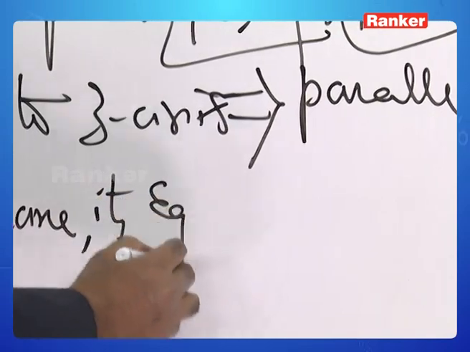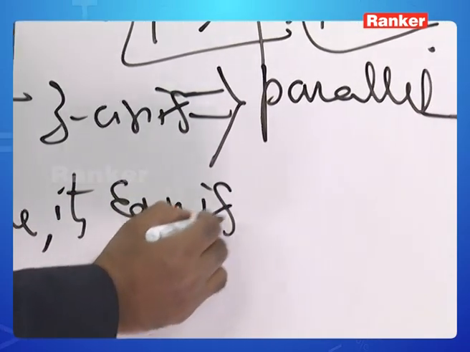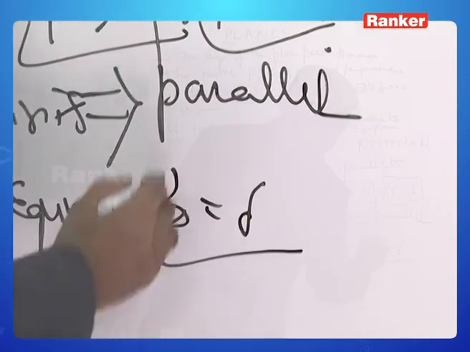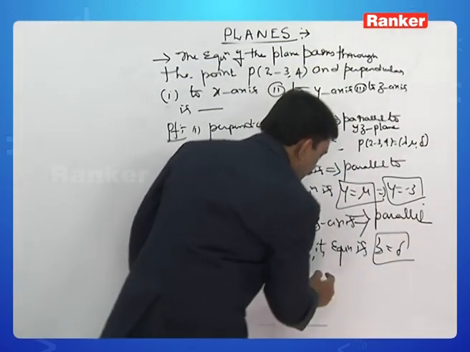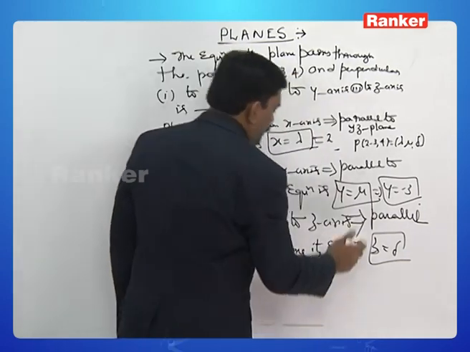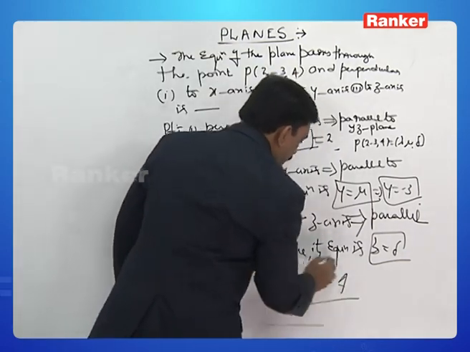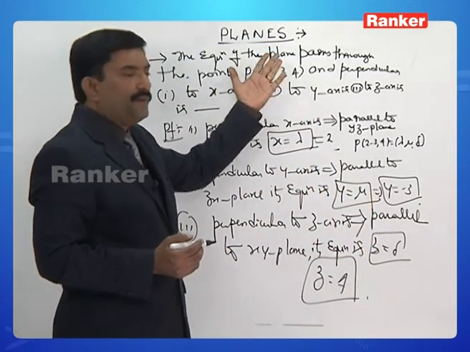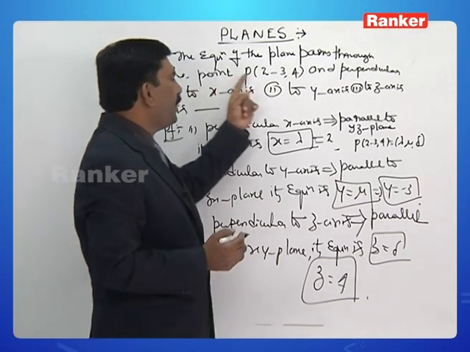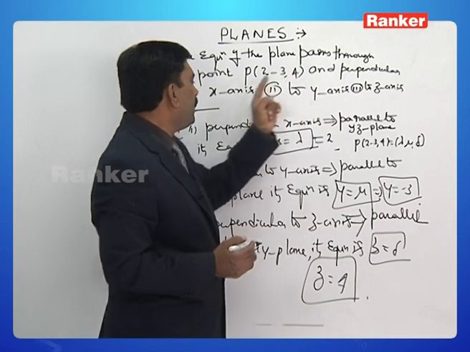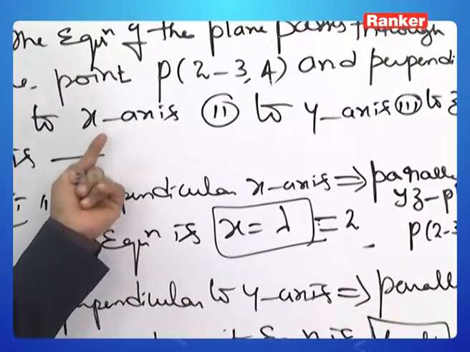Its equation is z is equal to delta. This is delta. So therefore, z is equal to what? I have taken 4. So therefore, take this as a 4. This is how you can find out the equation of a plane passing through the point P(2, -3, 4) and perpendicular to the x-axis.